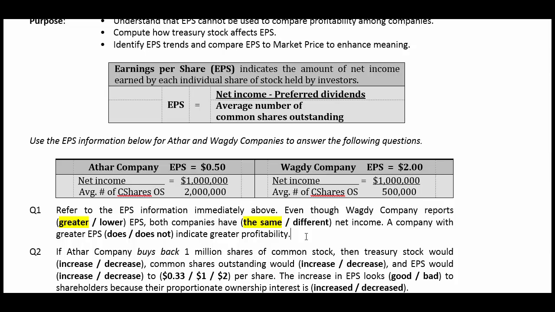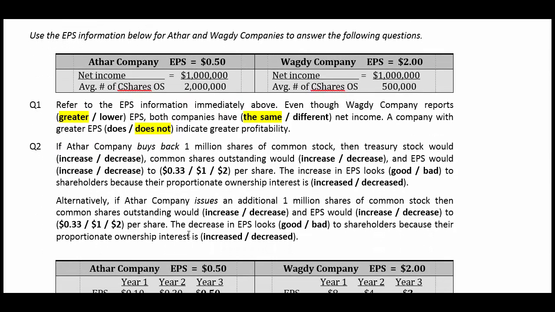But it doesn't. They both have the same net income. They both have $1 million in income. You can argue it either way. But you could argue very easily, I'm going to write here it does not. But if you wrote does, don't think you got it wrong. Now, because it depends, right, on how many shares you have.